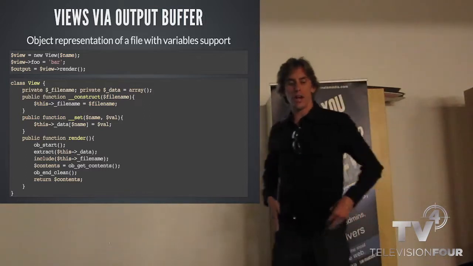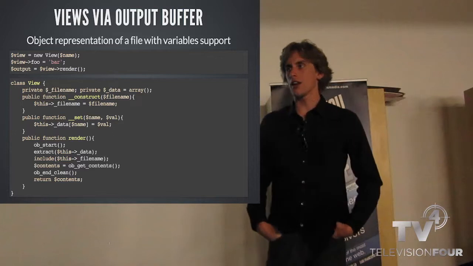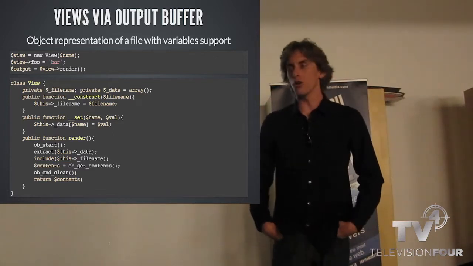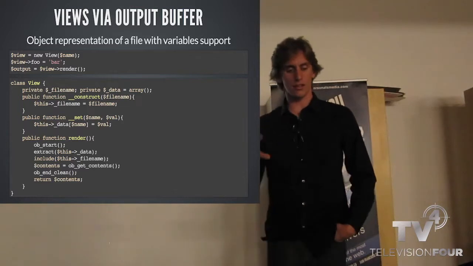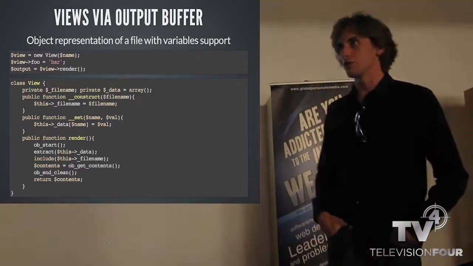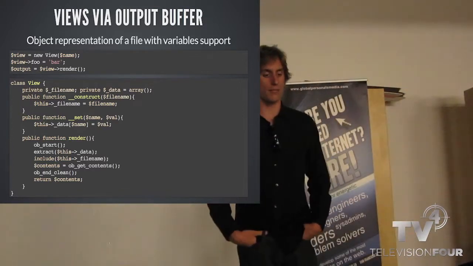I start the output buffer. Then, being in this function scope, I extract this data. Everything I've pushed in as properties on the object all gets dumped into that scope. And then we include the file name. So we've got all these variables, now we've included the file, so we've loaded the content in, but we're in an output buffer, so we haven't printed any of the content.